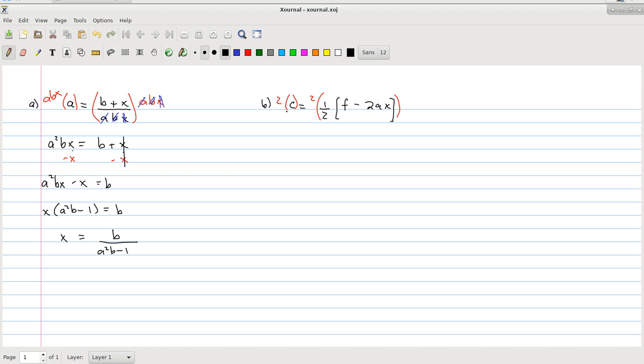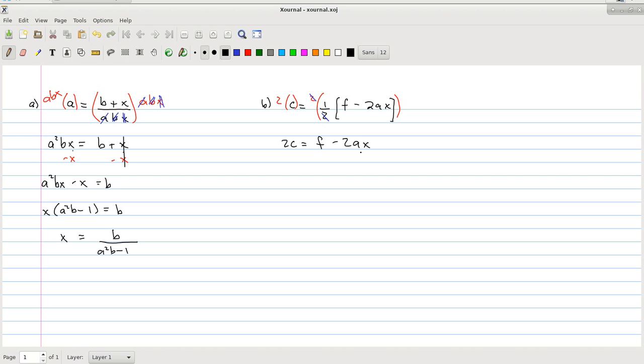On the left-hand side, we multiply these together, and we're left with 2c. On the right-hand side, these 2's will reduce out. We now distribute this 1 to both terms, which leaves us with f minus 2ax. And note that the brackets or parentheses are gone at this point once we've distributed.